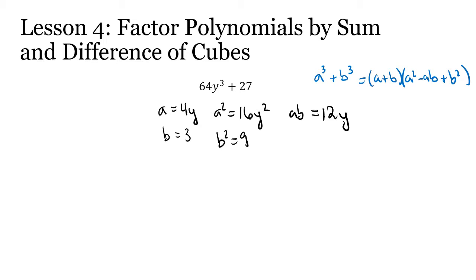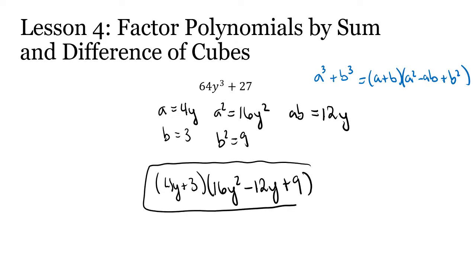4y times 3. Then I put it all together, and I get 4y plus 3 times a squared, which is 16y squared, minus ab, which is 12y, plus b squared, which is 9, and that's my answer.